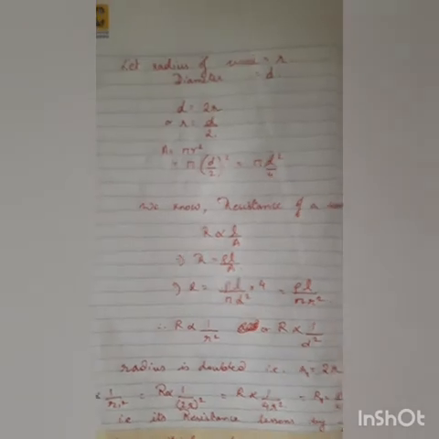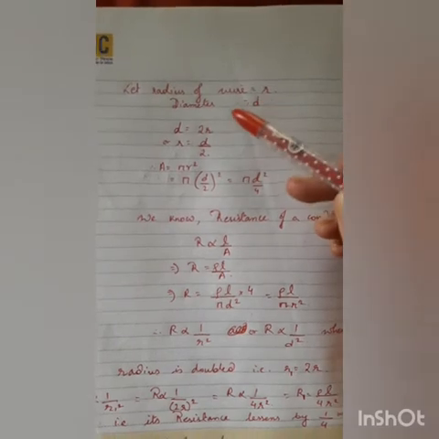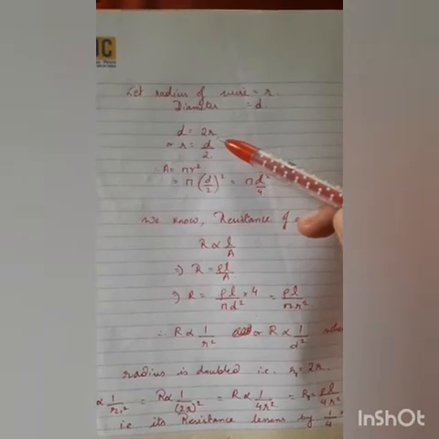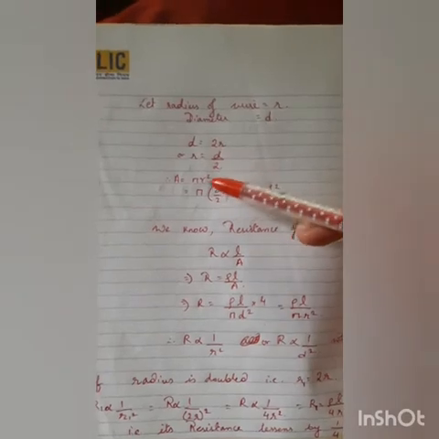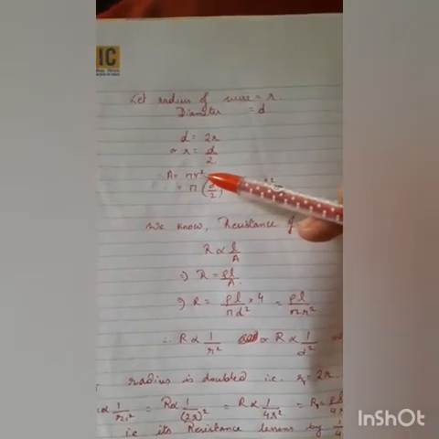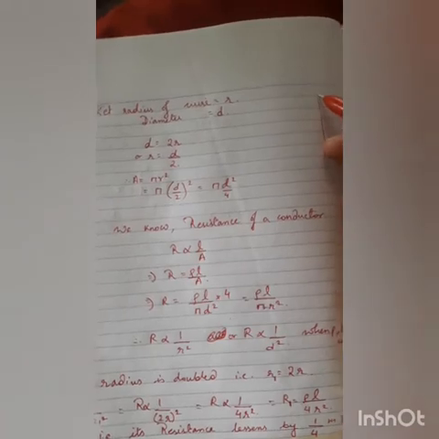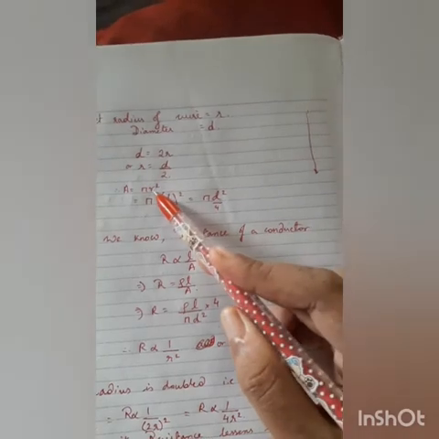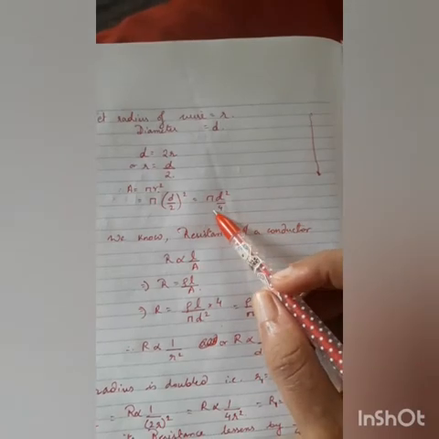See what we have done. We have taken the radius of the wire as small r, and diameter as small d. Now you know that d equals 2r. Diameter is twice the radius, or r equals d by 2. So the area of cross section of the wire, if I consider the wire cross section, it is circular. So area of cross section of the wire is pi r square, which, if I substitute r as d by 2, is pi d by 2 whole square, which equals pi d square by 4.